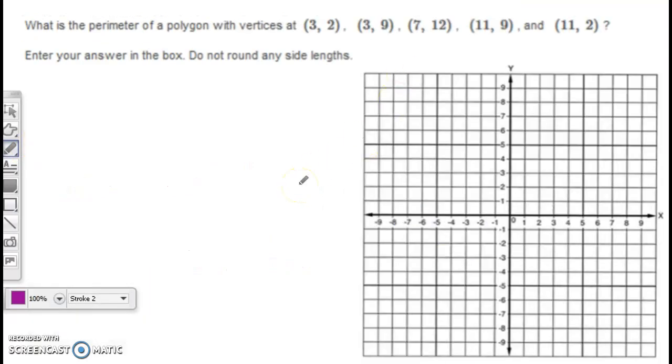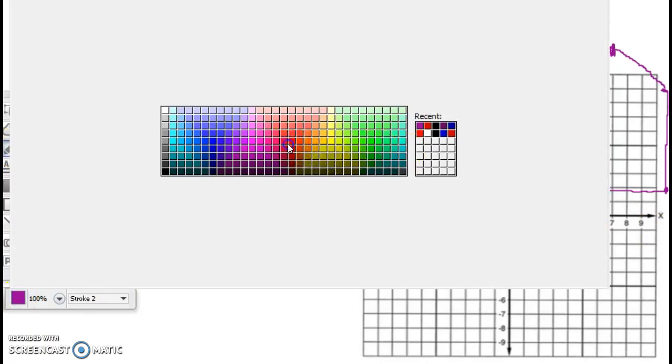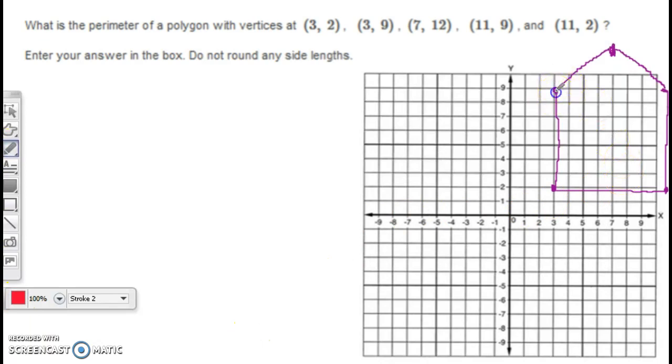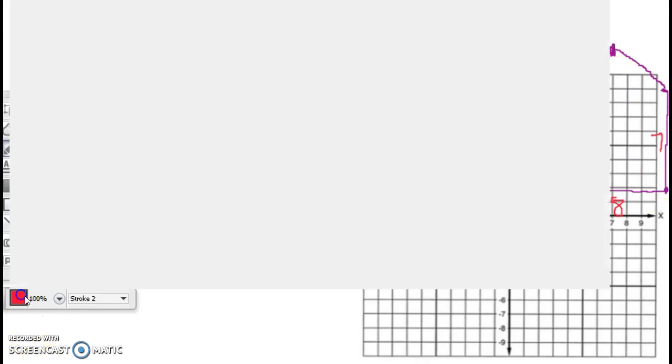All right, and then the last one, we need to go ahead and plot these vertices. Okay, and mine ran off the graph a little bit, but that's no big deal. And then to find the perimeter, we have to add up all the side lengths. So we need to start figuring out our side lengths. The ones that follow the grid, you can just count. That's 7 units. 2, 4, 6, 7, 8 units. And then this one's also 7 units. The ones that don't follow the grid, you have to either use the distance formula or the Pythagorean theorem.